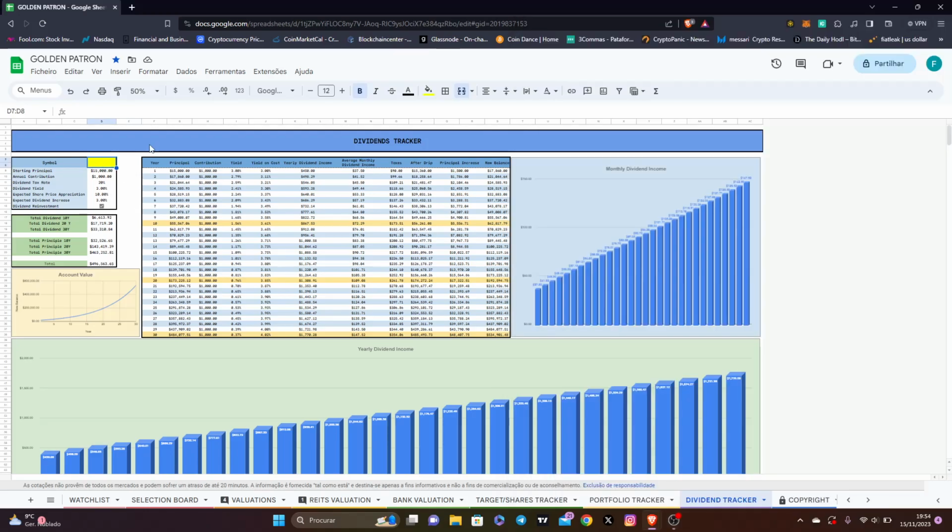Hi everyone, welcome back. Today we're going to go over my dividend tracker. It's a very basic tracker, very effective. It's going to show us how powerful compound interest actually is.